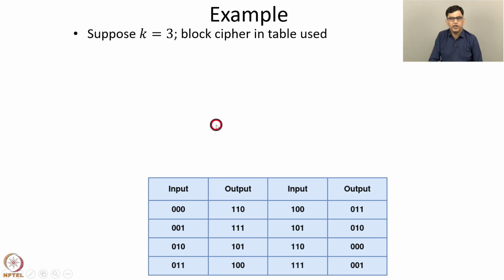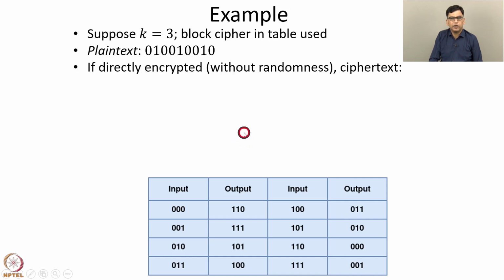Let's consider an example to illustrate this scheme. Suppose k equals 3 and the block cipher in this table is used. We discussed the same block cipher in an earlier example. If the plaintext block is 0, 0, 0, then the corresponding ciphertext block is 1, 1, 0, and so forth. Suppose the plaintext is 0, 1, 0, 0, 1, 0, 0, 1, 0. There are 3 identical blocks, each one being 0, 1, 0.